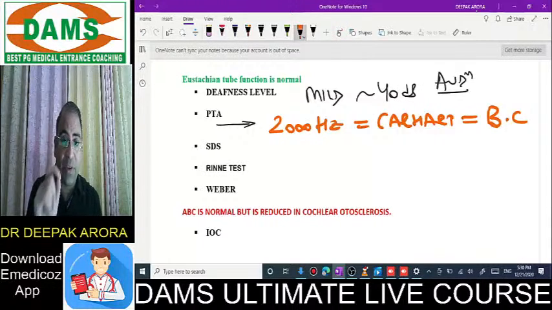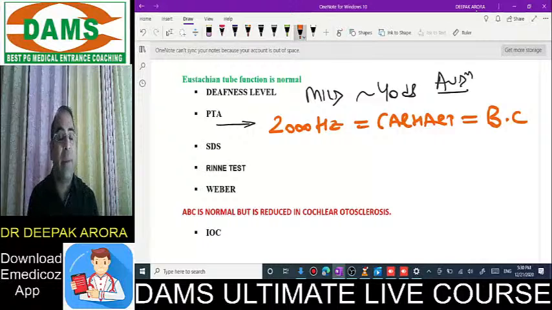This is one of the biggest exceptions of audiometry. Multiple hypotheses are there, but just remember this point, because the bone conduction component is involved. That is the first point. Second point, the resonance frequency of the ossicle. What do you mean by resonance frequency? The frequency at which the ossicle vibrates maximum. That frequency is 2000 hertz.